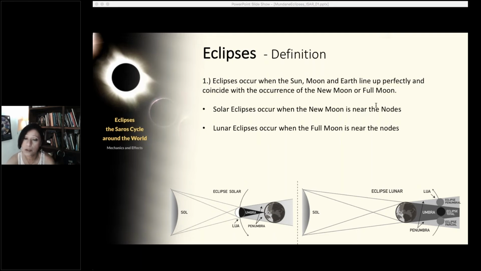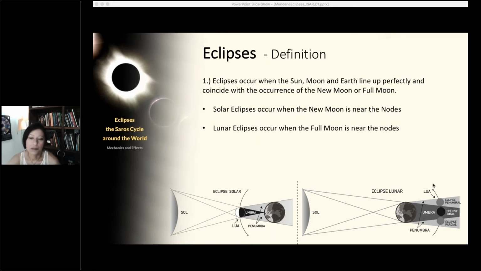And the lunar eclipses occur when the full moon is near the nodes, but because it happens in the sky, the shadow of the Earth is reflecting on the full moon. If you are at night anywhere on Earth, you're going to be able to see the eclipse. So they are less rare for you to witness a lunar eclipse.